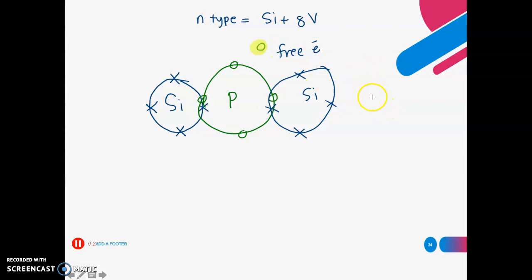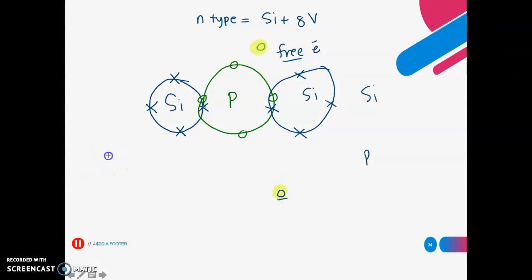So imagine this one is replicated many times. So you have silicon here, you have phosphorus here. So you have a lot of free electrons in your n-type. So by doping your silicon with phosphorus, you will get a lot of free electrons.